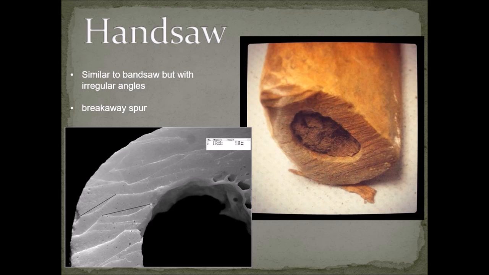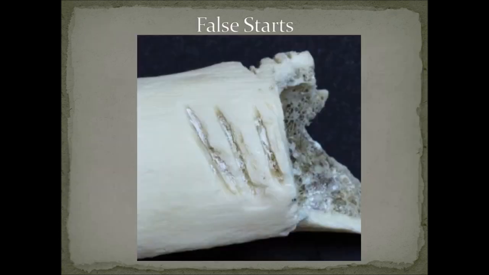This is very typical of a handsaw. So we're going to see all these different directions of the striations, different lengths of striations. They're nowhere near as uniform. And a breakaway spur. This is typical of a handsaw.